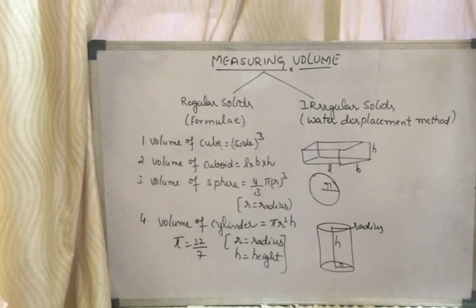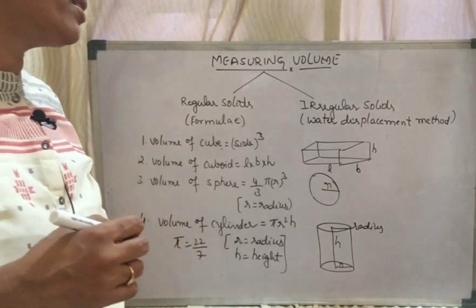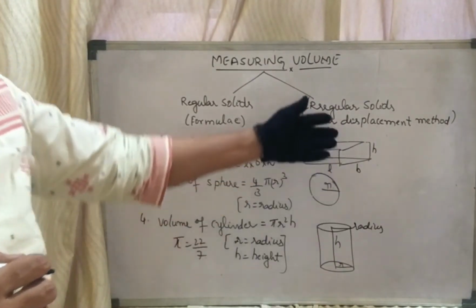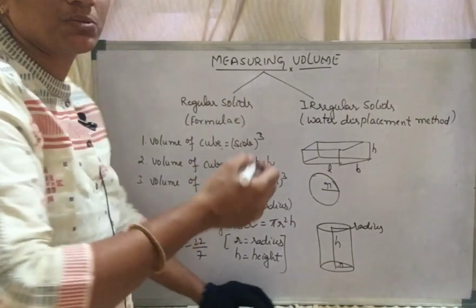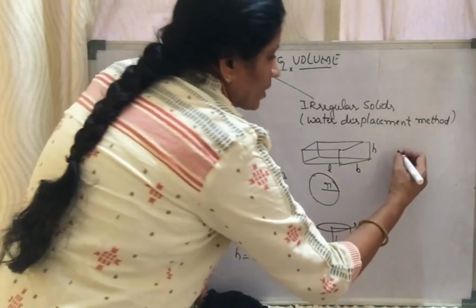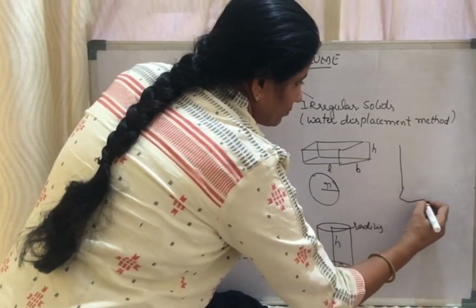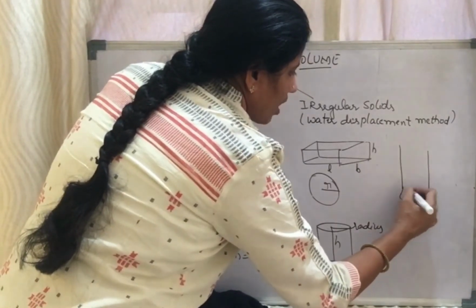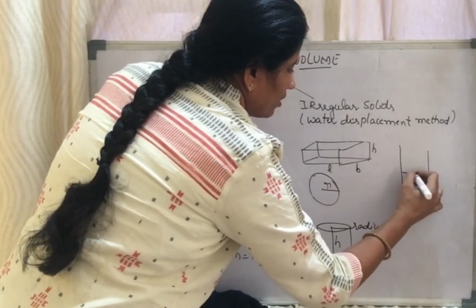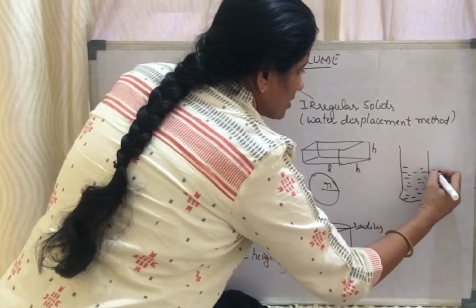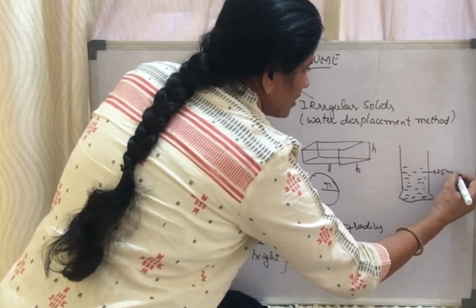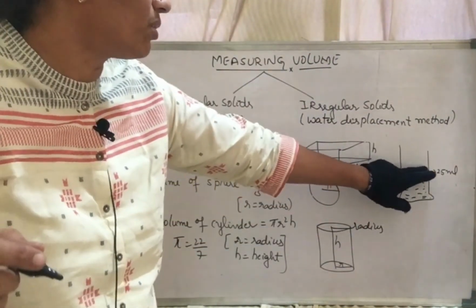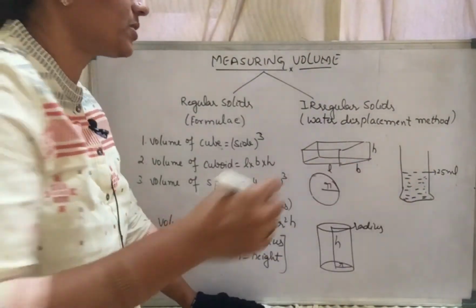the regular solids. Whereas the volume of the irregular solids we can find with the help of the water displacement method. Now let me explain this water displacement method, which is very simple. Let us take a beaker half filled with water. Let us consider that it is at 25 milliliters. The initial volume of the liquid is 25 milliliters.